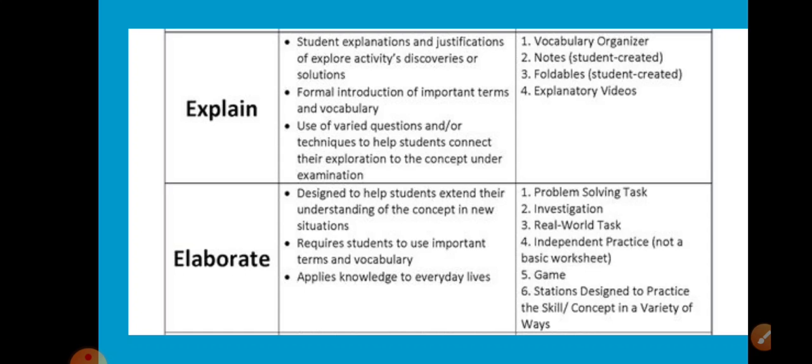We have this set of activities that you may use. We have the vocabulary organizer, notes, foldables, explanatory video. So it depends upon you, teacher, on what will be your activity as long as it coincides with the part explain. And of course, we now have the elaborate. Elaborate is designed to help students extend their understanding of the concept in new situations.